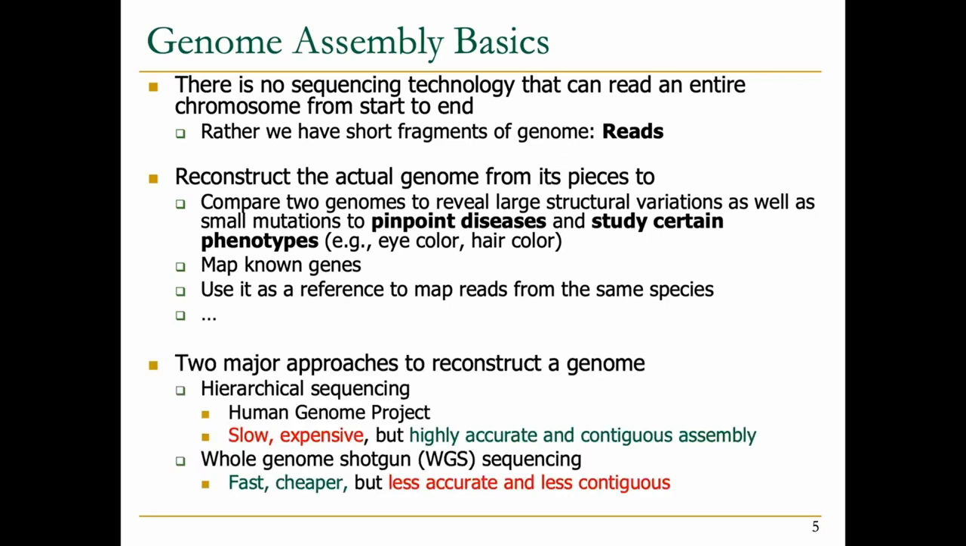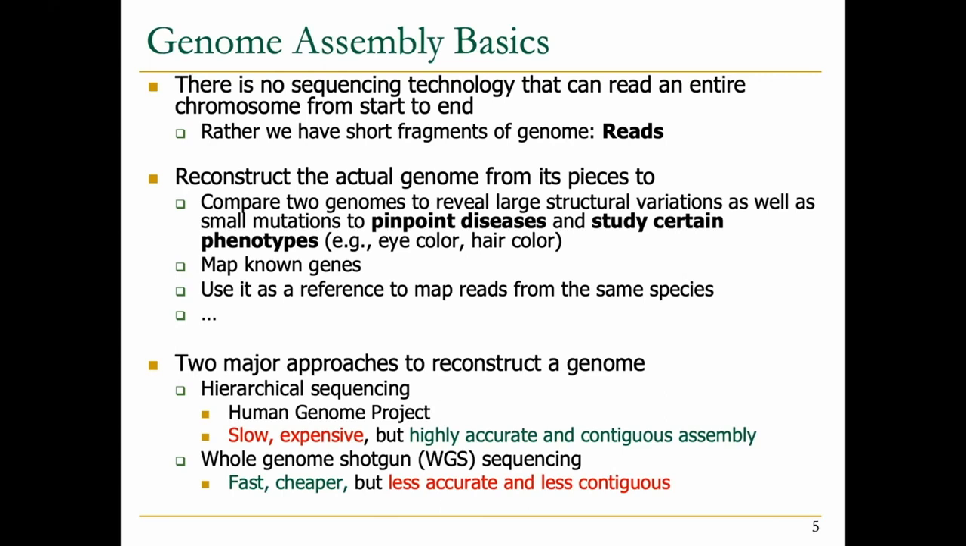There are usually two major approaches to reconstruct a genome, which starts with sequencing, of course. In sequencing, we know that there are mainly two approaches. First is hierarchical sequencing, which was used in the Human Genome Project, started in the 1990s and completed in the early 2000s, which cost approximately $3 billion to generate a human reference genome. We know that it's very slow and very expensive, but it's a highly accurate and contiguous process to generate the sequence of a genome.